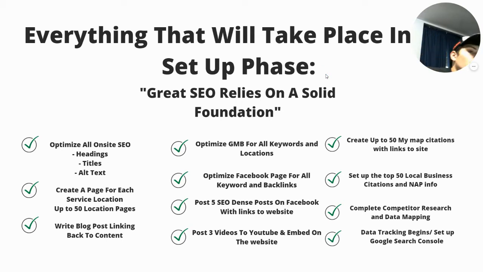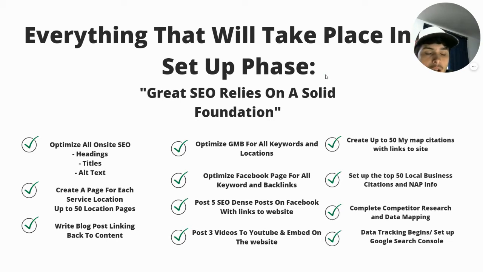Everything that's included in the setup is optimizing all of your on-site SEO. That's things like your headers, your titles, your page descriptions, your alt text. That's really the most important thing, because it tells Google what your website is about. That's what Google uses to match your website up to customer search queries, people on Google who are making searches. Google's going to use those keywords to match your website up to those searches.